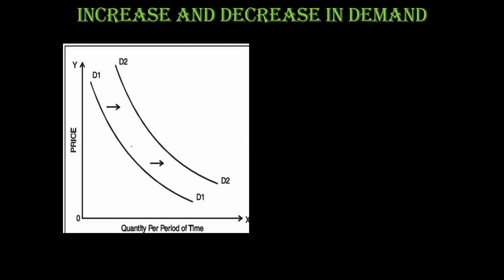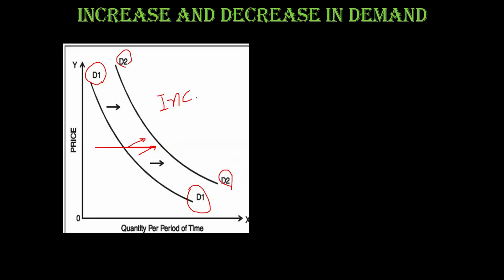This is increase in demand. You can see the demand curve shifts right side. Original demand curve was D1 D1, but because of increase in demand, the new demand curve is D2 D2. Now this new demand curve is on the right side. This is right side shift, and when there is a right side shift in the demand, we can say that there is increase in demand.